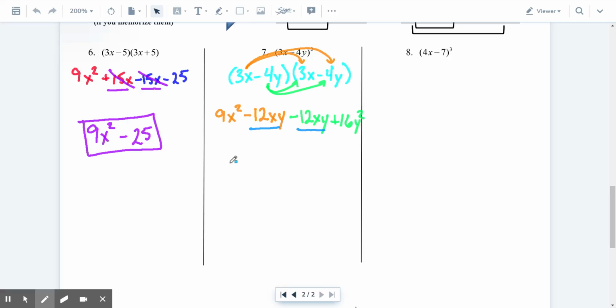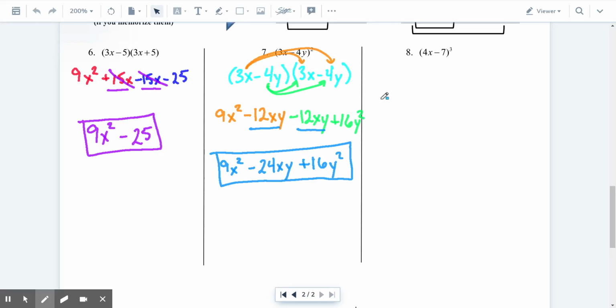But for us, we're just going to combine like terms. So we have 9x squared. Negative 12xy minus 12xy is negative 24xy. Remember, we just combine our coefficients. And then we have a plus 16y squared at the end. And there are no like terms there, so we are all finished. And just a side note, we are in standard form because we started with x, the highest exponent on x, and we worked down to our lowest exponent on x, and then to no x's at all.